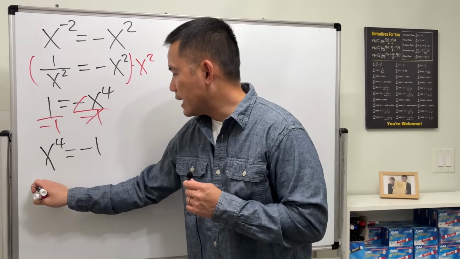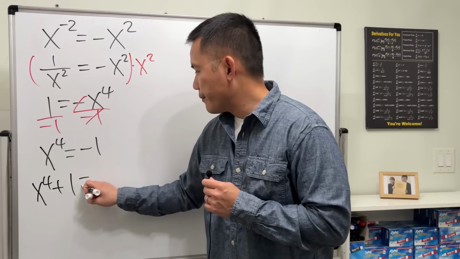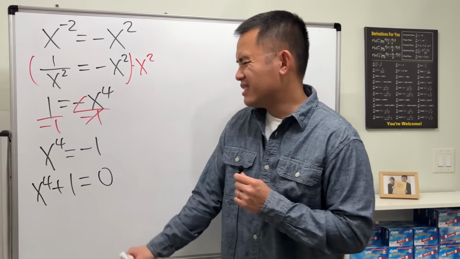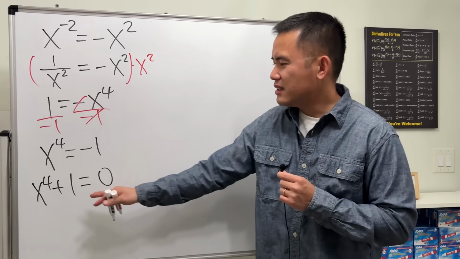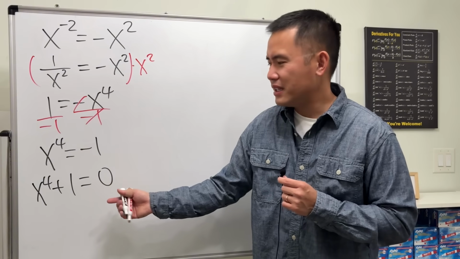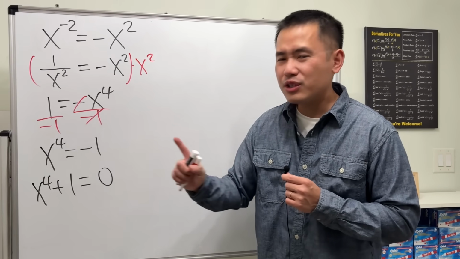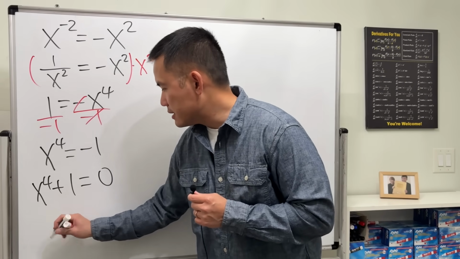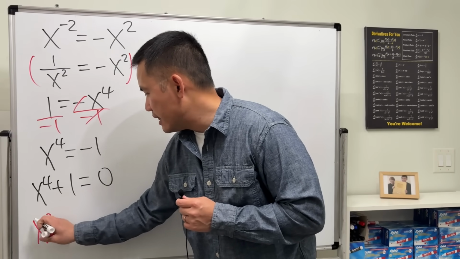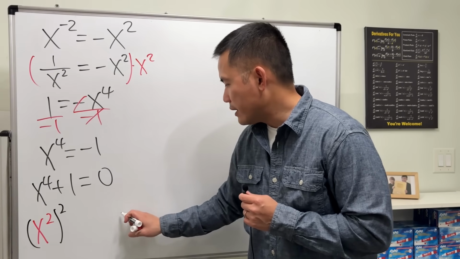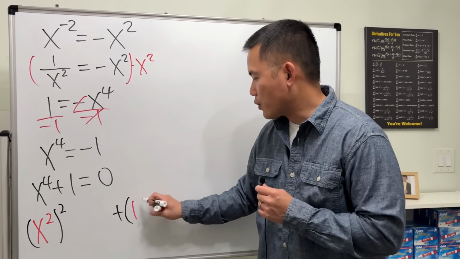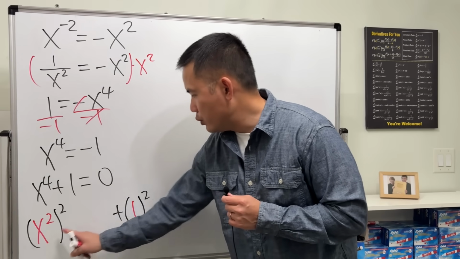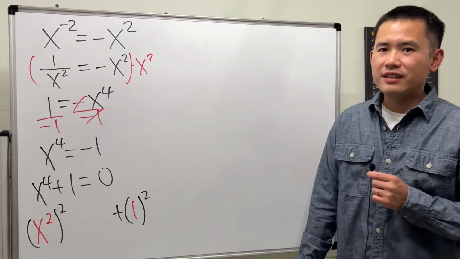I'm going to add 1 to both sides, and then we'll try to factor that. Now if you look at this, this is a sum of something to the fourth power, right? I'm actually going to write that as a sum of two squares. Have a look. I'm going to look at this as x squared, and then squared. And then for the 1, I'm just going to put it here. 1 is, of course, 1 squared. Okay, now we have a sum of two squares.